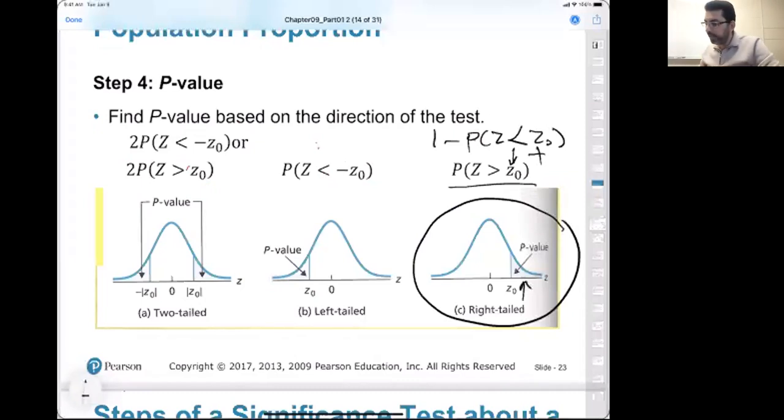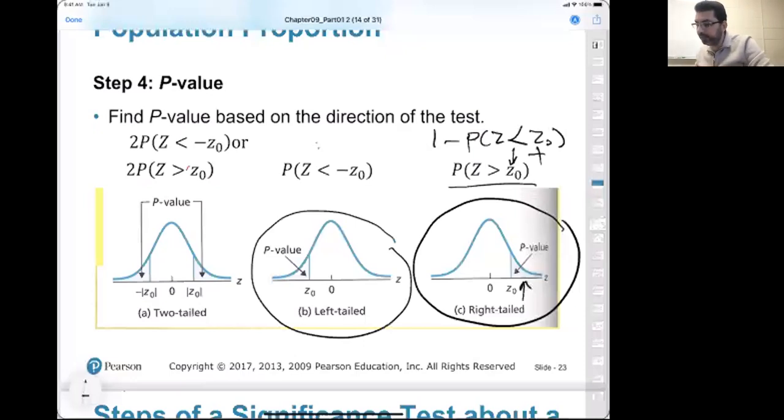If you have a left-tailed test, which means the alternative hypothesis is less than p naught, then as you can see, you will use the probability that Z is less than negative Z naught. Of course, the value of the test statistic is negative in this case. You can find this probability from the table directly. You don't need to do anything else.